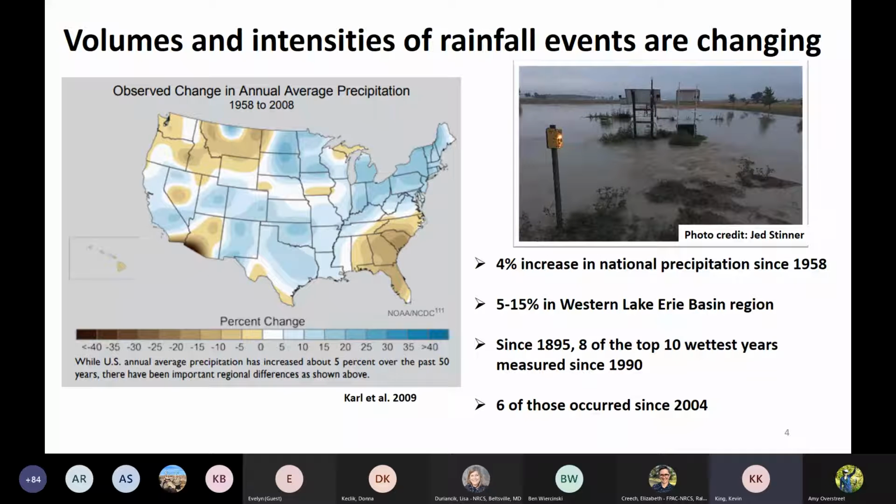Over the last several years, we have witnessed significant increases in the number of 2+ inch rainfall events, and that number is only expected to rise. From the period of record, 1895 through 2019, at this point, 8 of the top 10 wettest years occurred since 1990, and 6 of the top wettest years have occurred since 2004. In the Eastern Corn Belt region, we are definitely seeing shifts in both the volume and intensities of rainfall events.